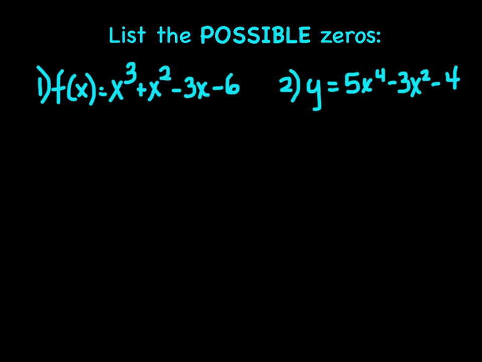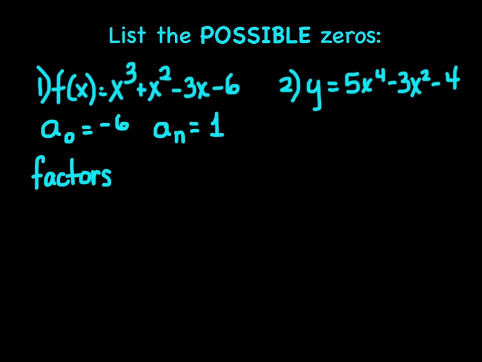Okay, so what the rational zero theorem says, it finds the possible zeros, all of the possible zeros. So the first thing I need is a sub 0, and that's going to be negative 6. And I also need a sub n, which is the very first leading coefficient, which would be 1. So now I'm going to write all the factors of a sub 0 and put them over the factors of a sub n.